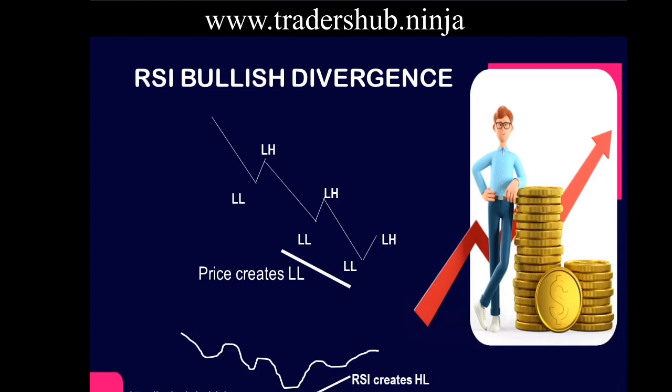What will be happening next? The trend will change into an uptrend. This pattern is called RSI bullish divergence. Market moving lower lows, but RSI moving higher lows. This pattern is called RSI bullish divergence.